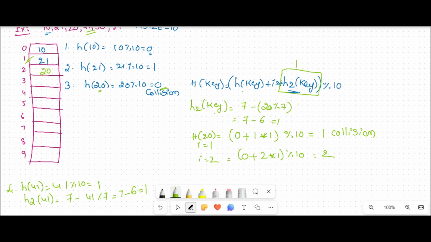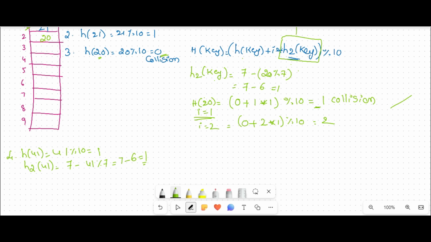Which is equal to 1, the same we will get. Okay, so 1. So H2. That means if I equal to 1, then what shall we do? Put I equal to 1. Capital H of 41 equal to small h of 41 is 1, plus 1 modulus 10. Why is it 1 plus 1? Small h of key is 1, 1 into hash 2 of key is 1. So 1 into 1, which is equal to 1, 2.